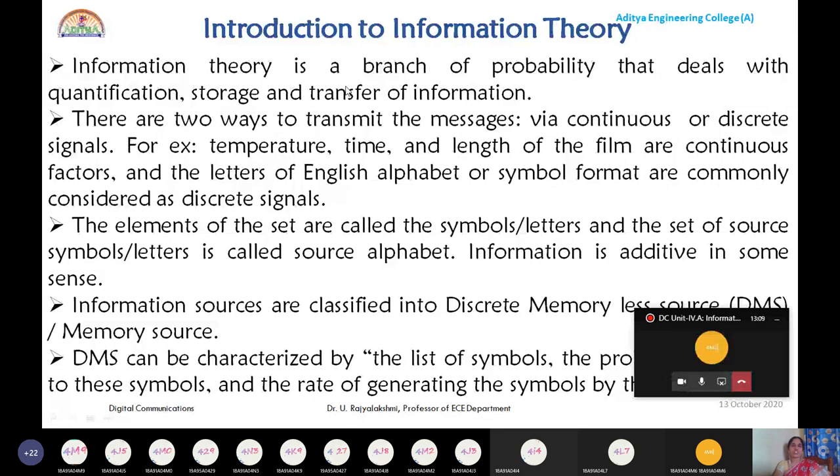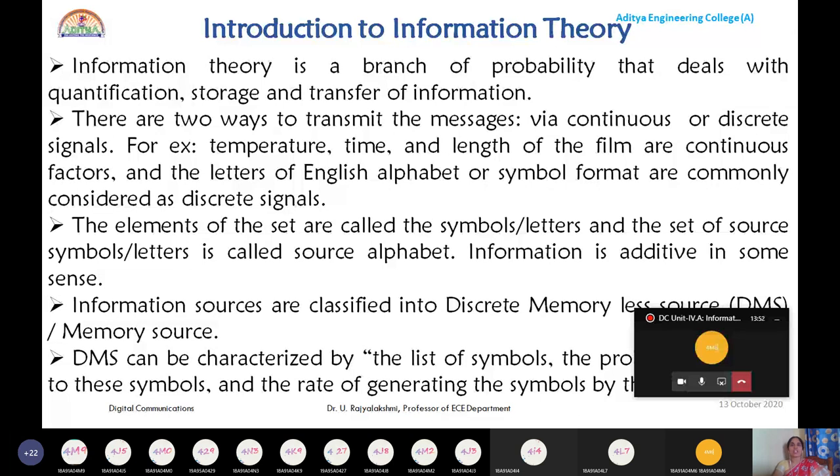So what is information theory? It is a branch of probability that deals with quantification, storage, and transfer of information. Why are we using the word probability? Because whatever data is uploaded at the transmitter section, the same information may or may not reach the destination. At the receiver section, sometimes you may capture the information, or you may not; that's completely an anticipation, our expectation, expecting the best result.